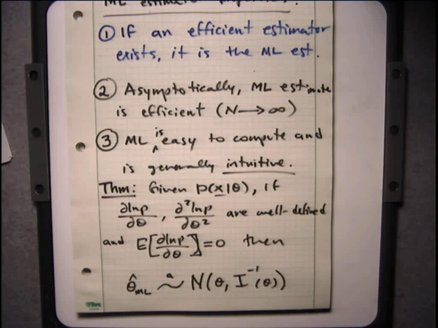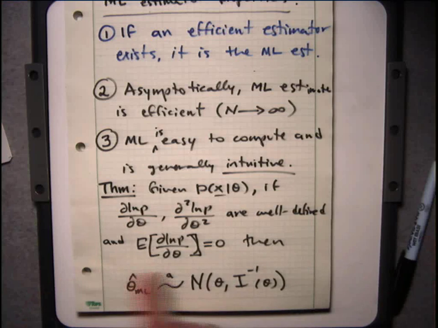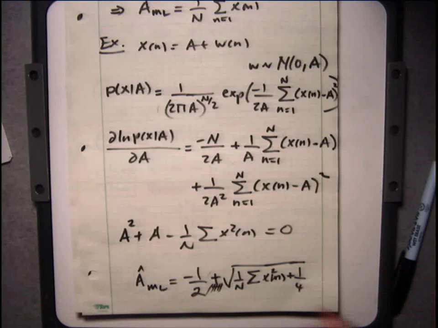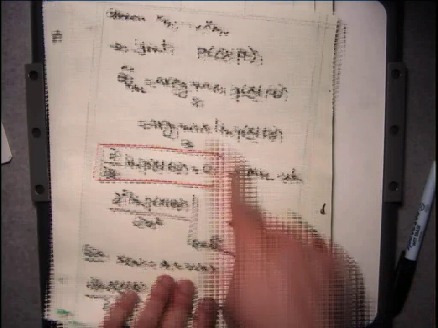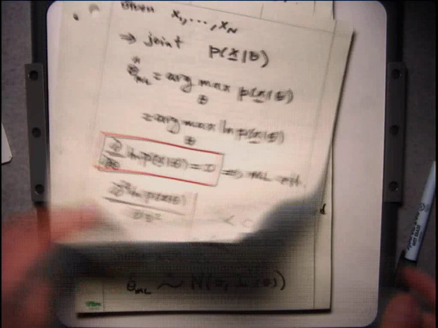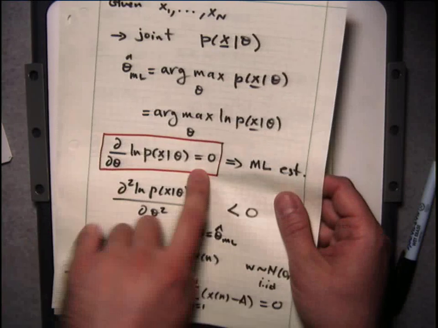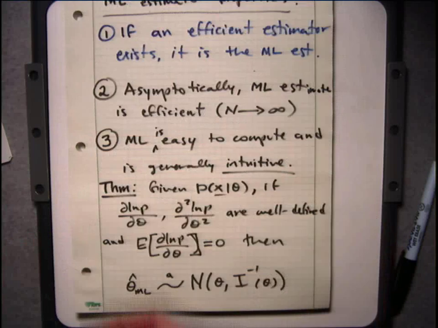Okay, so this requires a little bit of digestion, let's say. First of all, let me go back and remind you that this maximum likelihood equation, what you're doing here is you're looking at the score function, right? So think of this as the score function.